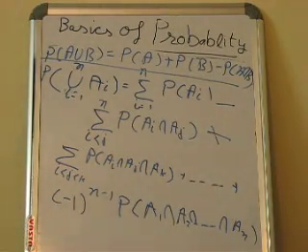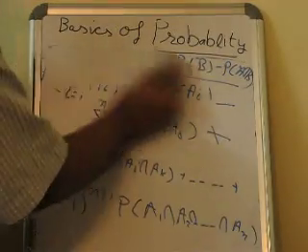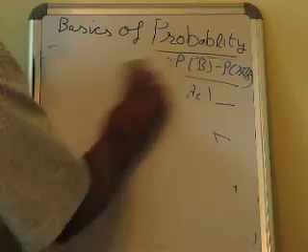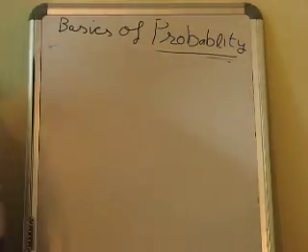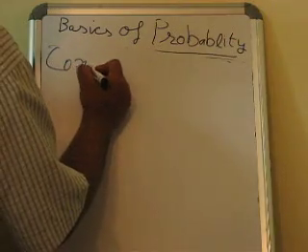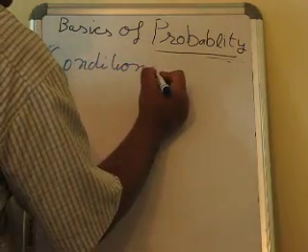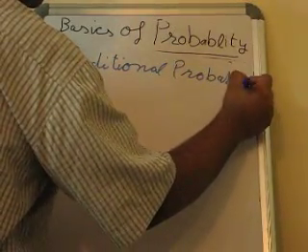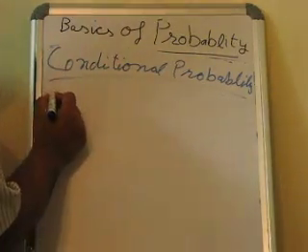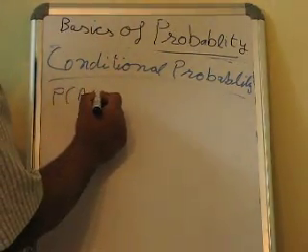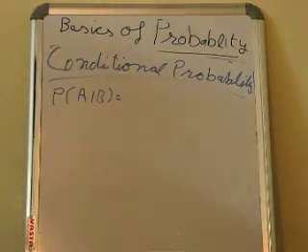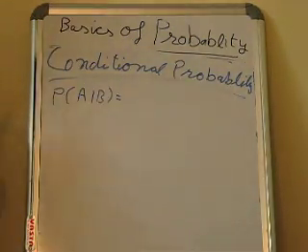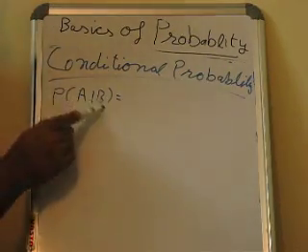This was all about the axioms of probability. Now, what remains are two important rules: conditional probability and the Bayes theorem. What is conditional probability? Conditional probability is denoted by probability of A given B. What is it? We are trying to figure out the probability of A when B has already occurred.